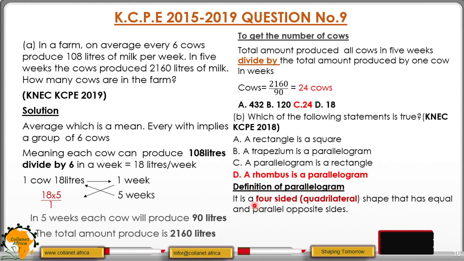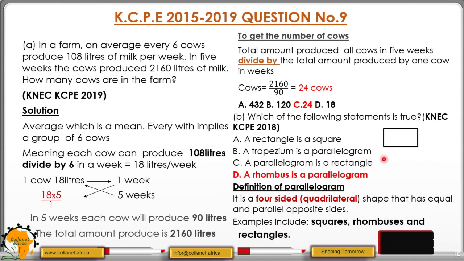Definition of parallelogram: it is a four-sided quadrilateral shape that has equal and parallel opposite sides. So we have rhombus, which is an example of a parallelogram. We have square, and then we have rectangles. We have trapezium, which is not a parallelogram, because this side is not parallel to that. Then we have the rhombus: this side is parallel to that one, and they are equal, and this one are parallel, and they are equal. Same case applies to square and rectangle.